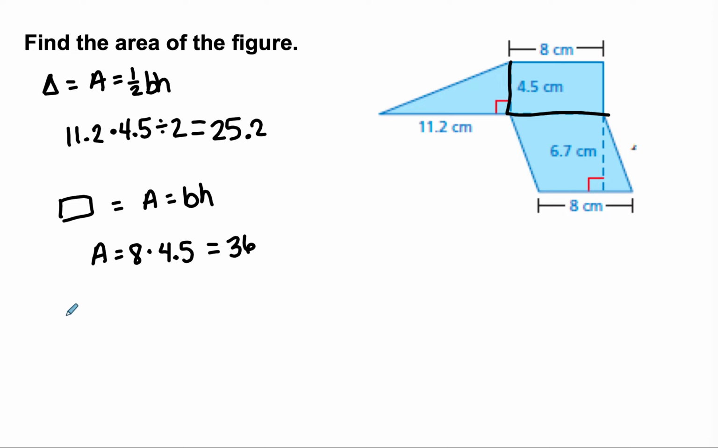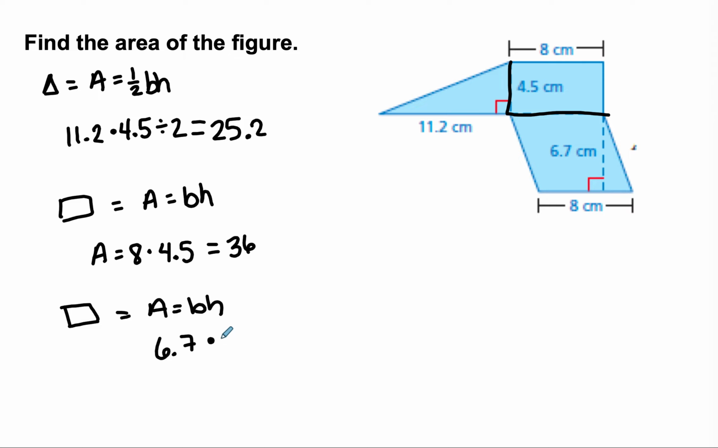Okay, and then my last part is my parallelogram. That has the same formula for area as a rectangle, base times height. However, on a parallelogram, your sides are not going to be your base and height. One of them is going to come in the middle. You're going to see where that dotted line is. That's going to give you your base and height, where the right angle goes.